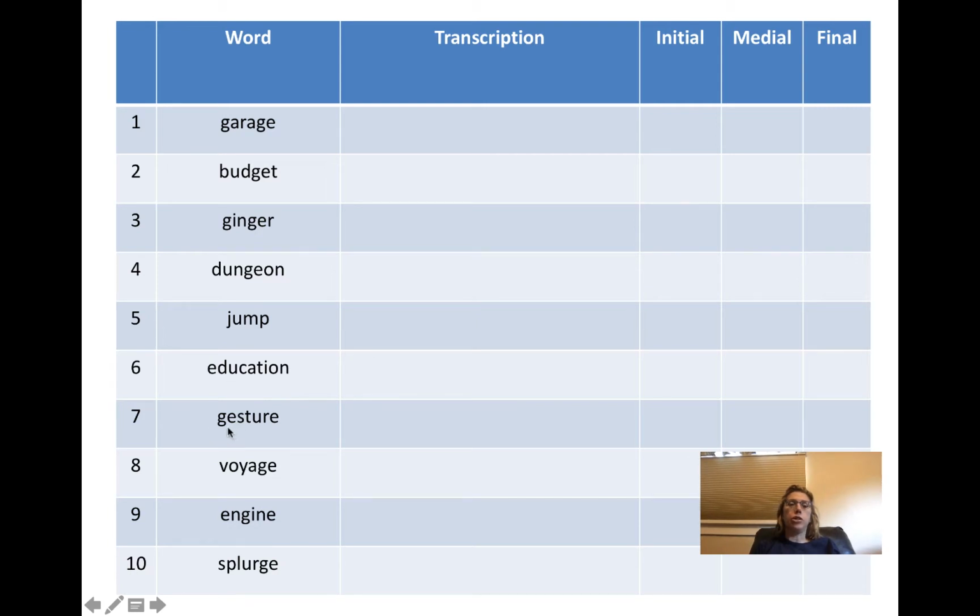Gesture, there's a j and a ch, so we got both affricates there. Voyage, on the end. Engine. Splurge, on the end. We have a three-element cluster and a j, so this is a nice, very complex word.